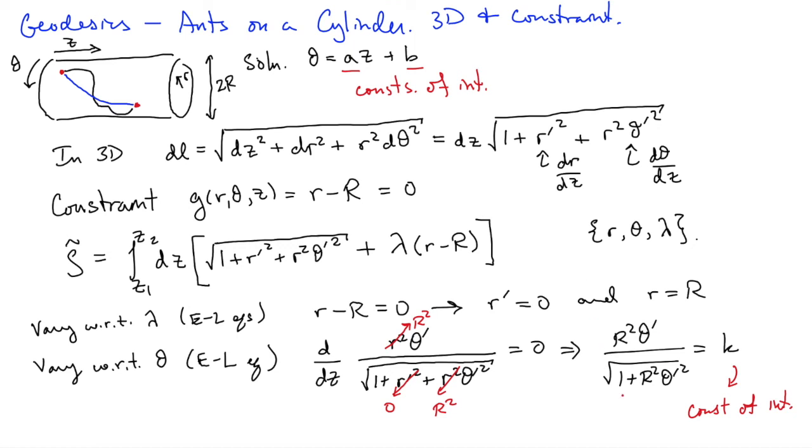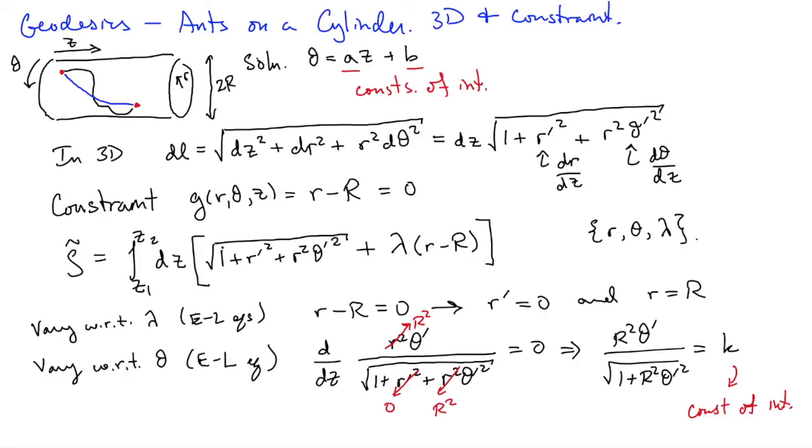I hope that this equation is familiar. This is exactly the answer that we found in solving for the geodesics on a cylinder. It does raise the question, what happens when we vary with respect to r? Because the functional doesn't depend upon z, let's write down the Euler-Lagrange equation of the second kind for the variation with respect to r, or the Lagrange equation of the second kind.